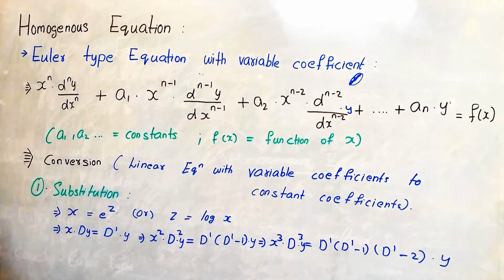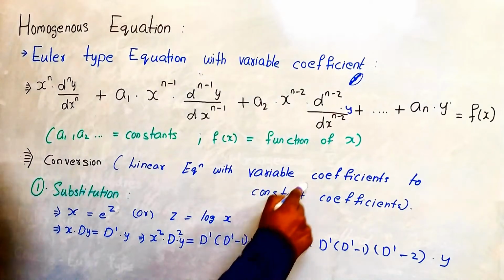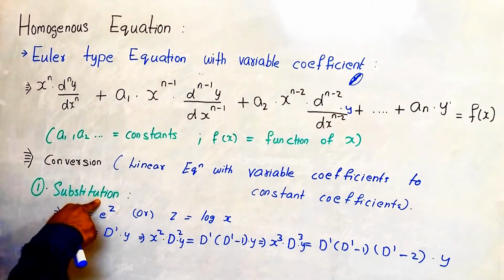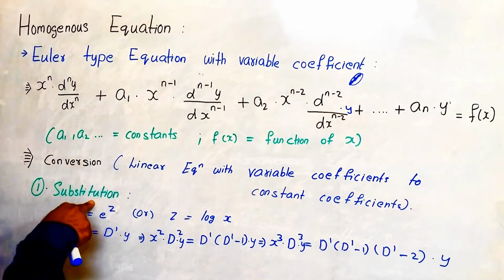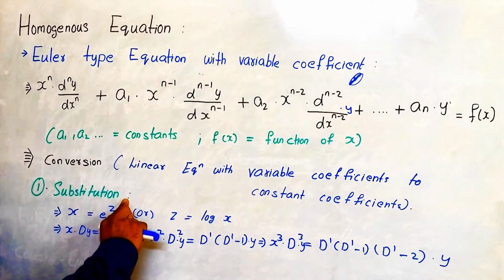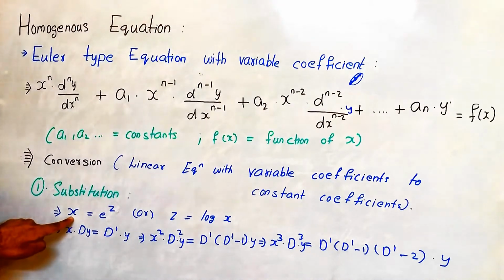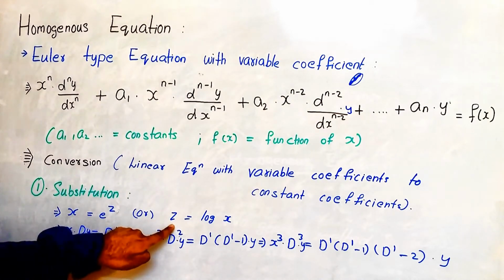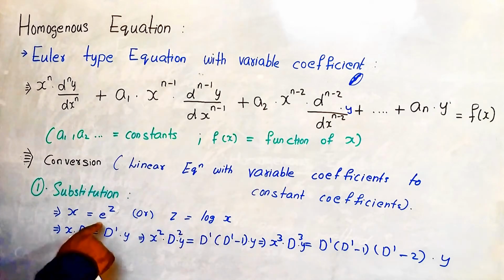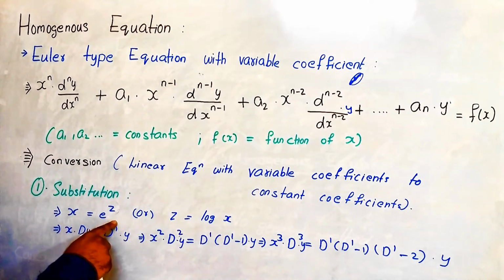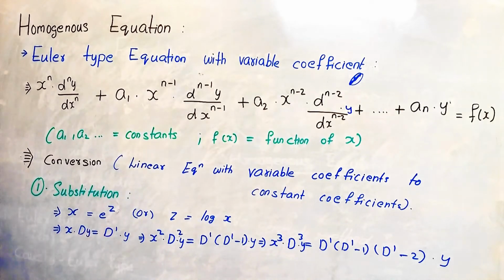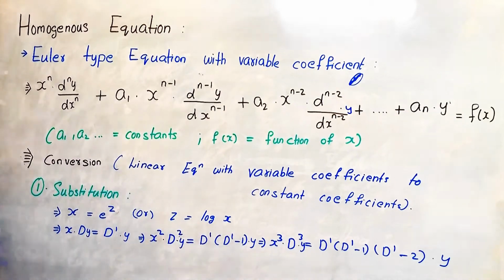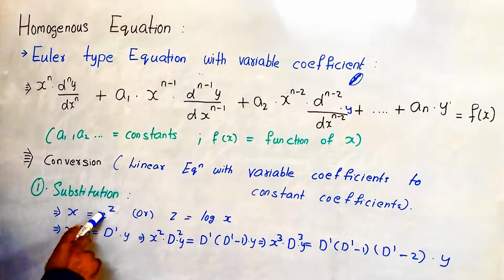This is another important change you have to notice. We have to convert, so how will we convert? By substitution. There are two main substitutions. One is we replace the x value by e to the power of z, or the z value by log x. Because if x is equal to e power z, if we take log, we get z is equal to log x. That we know automatically.